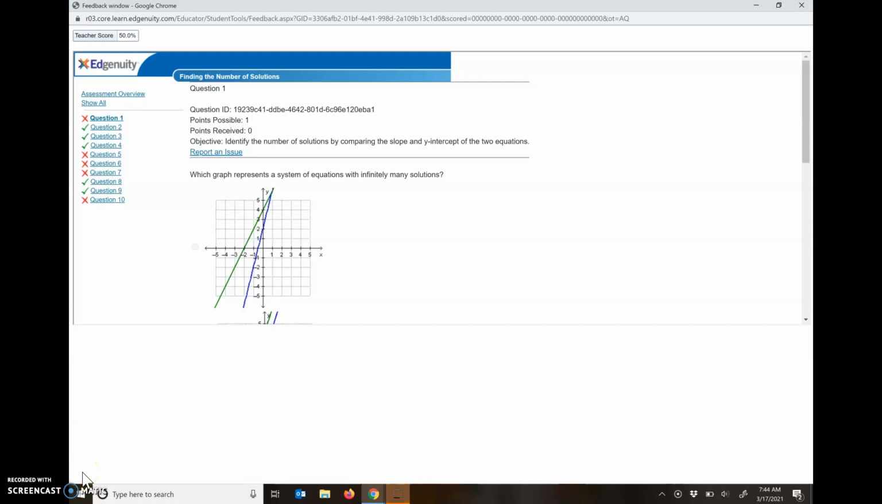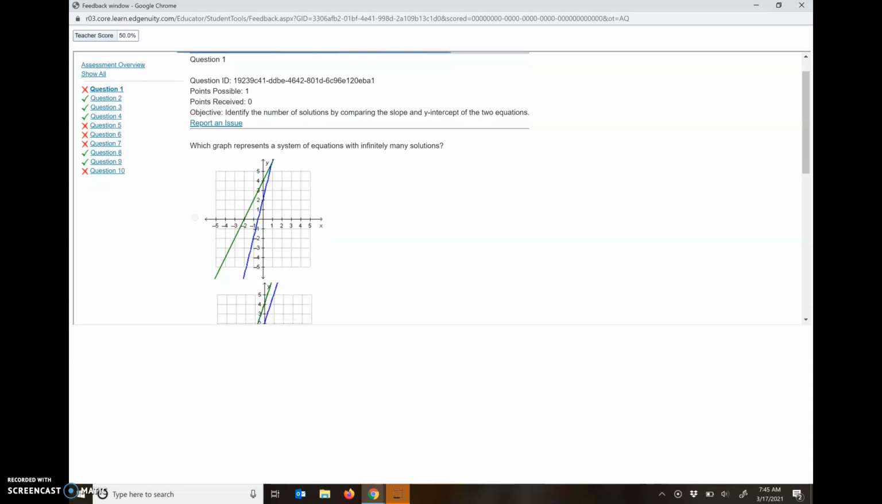Hey, this is Mr. Molo going to go over some of these questions that you got wrong on this quiz for finding the number of solutions. So there are some tricks to these with graphing if we're looking for the number of solutions.